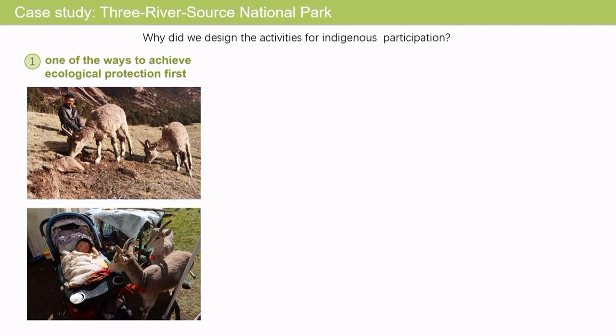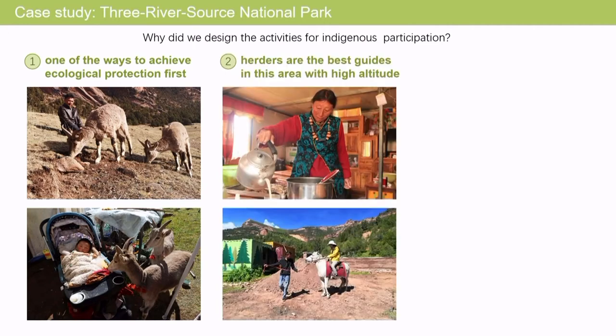Secondly, Sanjiangyuan is located in a high altitude area, with lack of oxygen and changeable weather, so the visitors, the first time visitors, need to be guided and taken care of. So the local people are the best guides.